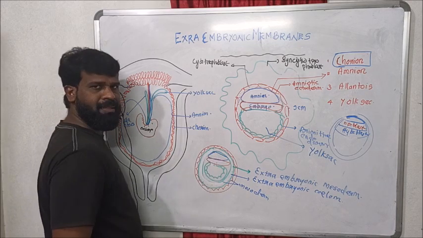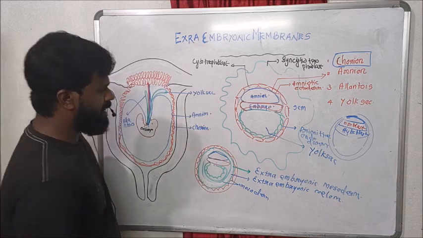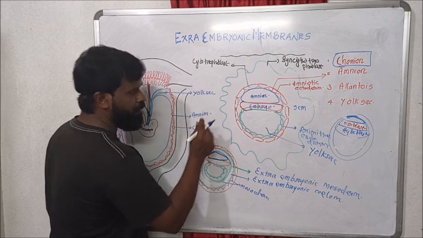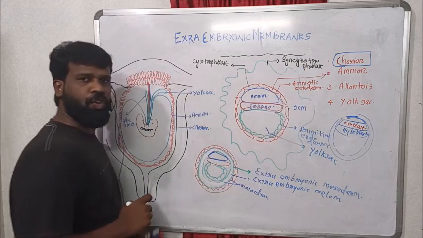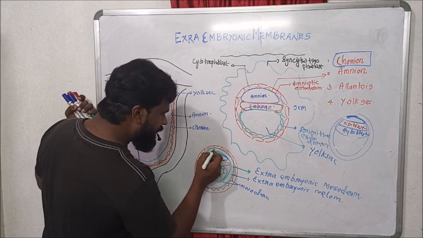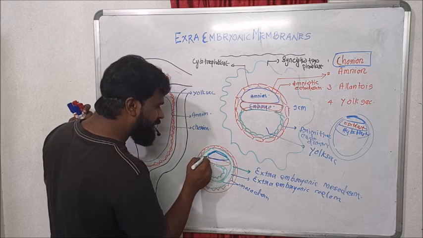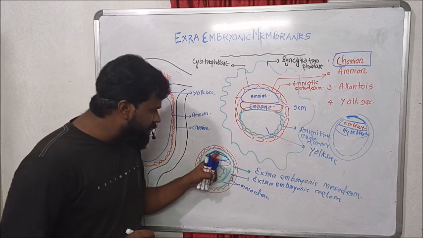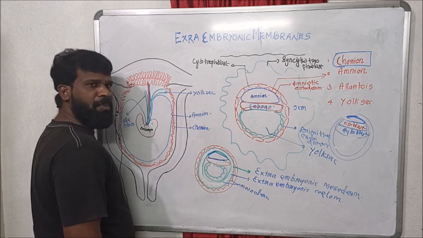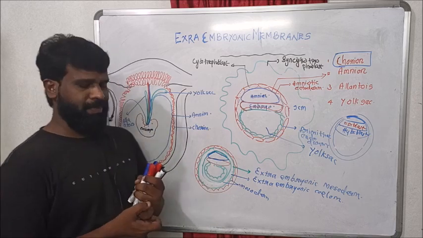See here. This part is amnion, the amniotic region. What is the amniotic membrane? The amniotic membrane is amniotic ectoderm. And here, this amnion has a covering: the extraembryonic mesoderm covers this amnion. So this amnion is formed of extraembryonic mesoderm and ectoderm.